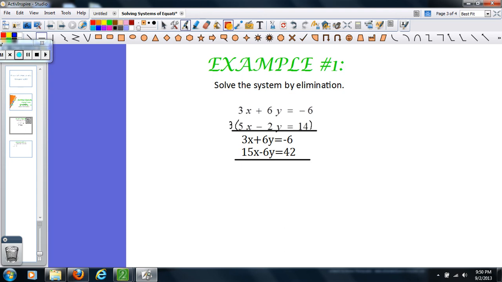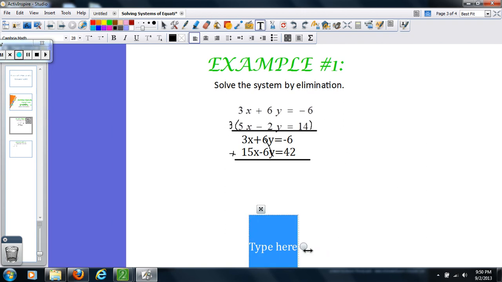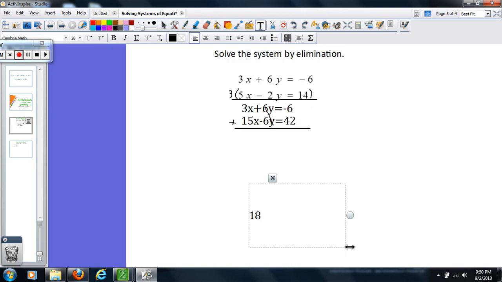Now I want to add these two equations together. 15 and 3 is going to be 18x. These will give me 0, and 42 minus 6 is going to be positive 36. I'm just going to type these up as much as I can so it's easier for you to see. So that's going to be 18x equals 36.